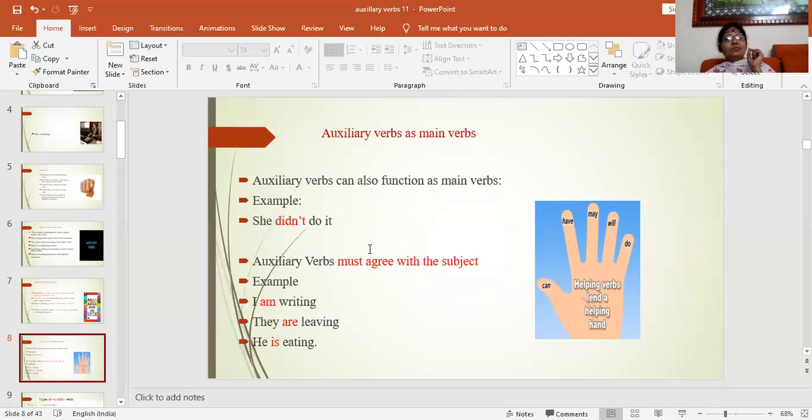Helping verbs must always agree with the subject. Subject verb agreement should be there. For example, "I am writing." "They are leaving." "He is eating." So between our helping verb and the main verb, there should be subject verb agreement, right?